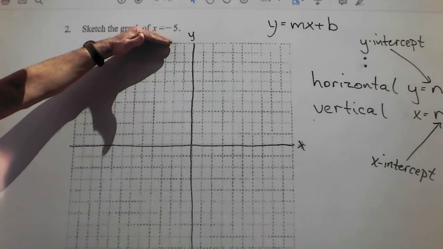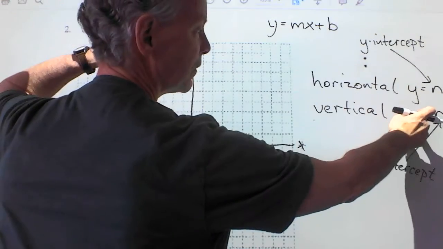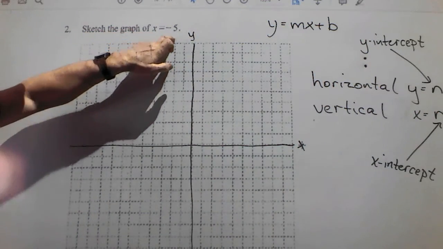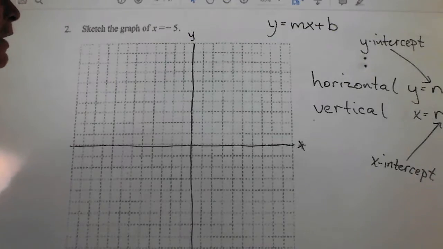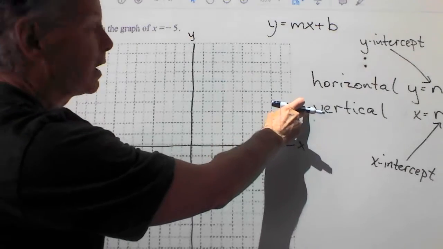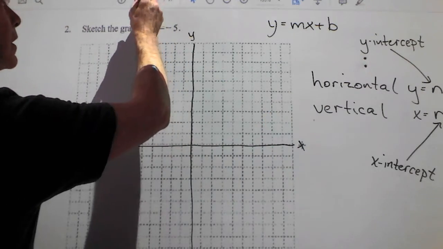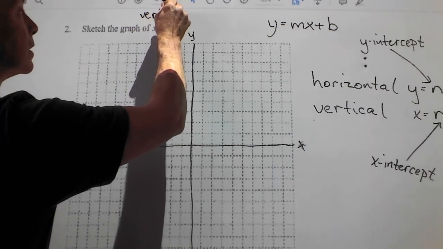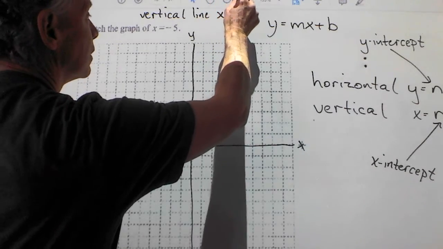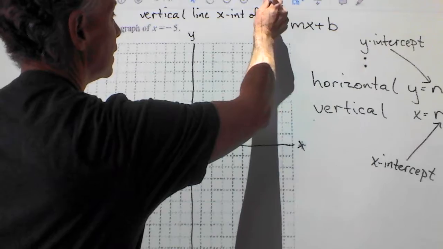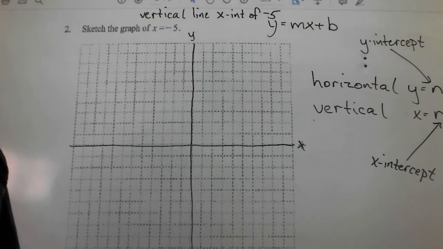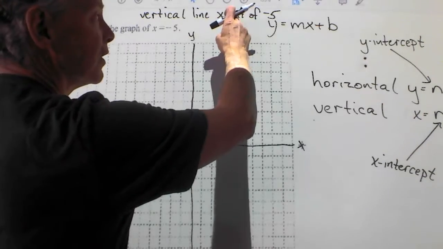So, if we take a look at our equation here, we see it's one of this type, okay? So as soon as you see that your only variable is x, notice that there's no y here, what you should be saying to yourself is, oh, all I have is an x, that means I have a vertical line with an x-intercept of -5. Okay? So, as soon as I know that, the rest is easy. Okay? I have an x-intercept at -5.